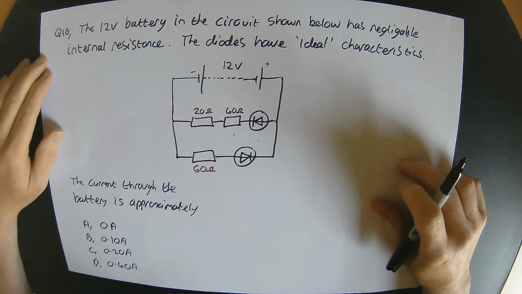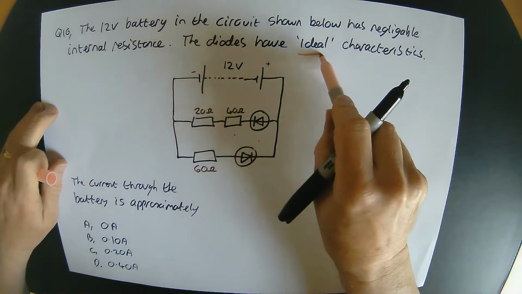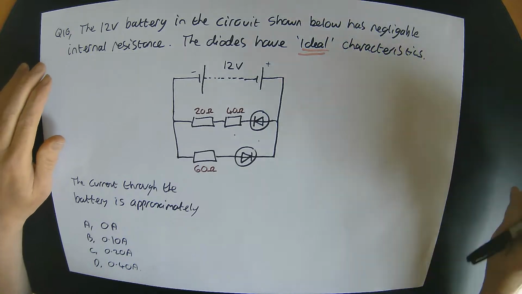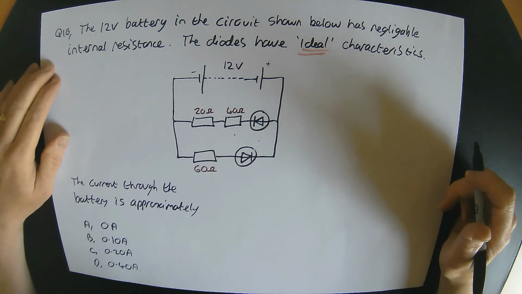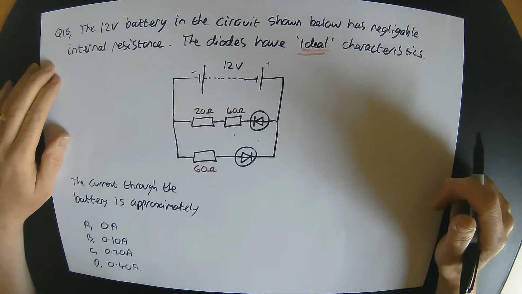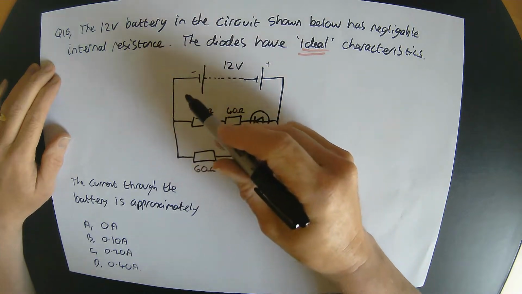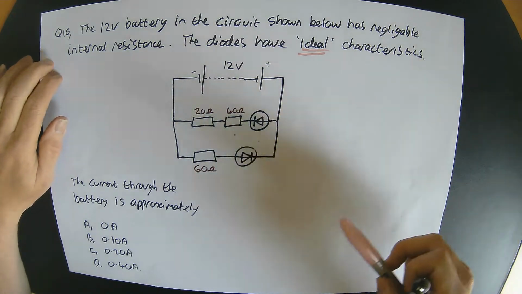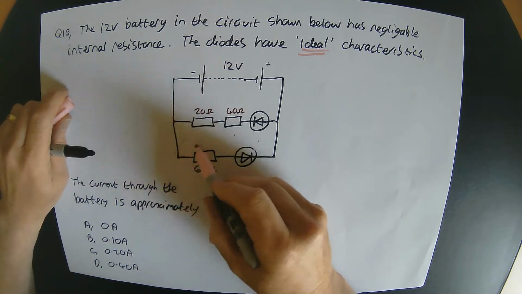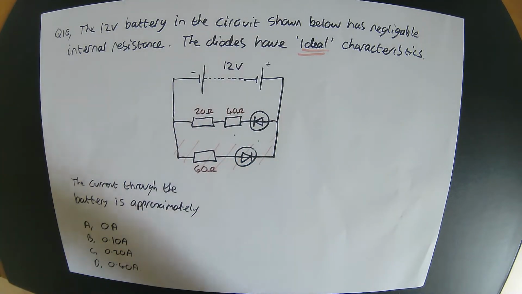This question tells us that we're dealing with diodes that have ideal characteristics. And by that, it means that they have 0 resistance when they're connected in the forward bias, and they have infinite resistance when they're connected in the reverse bias. And that means that if we start with the plus and go around, we know that this bottom half of the circuit is going to have no effect. It's not going to pass a current. It's going to be as if it were only the top half.